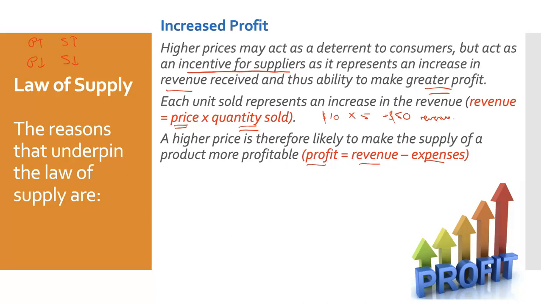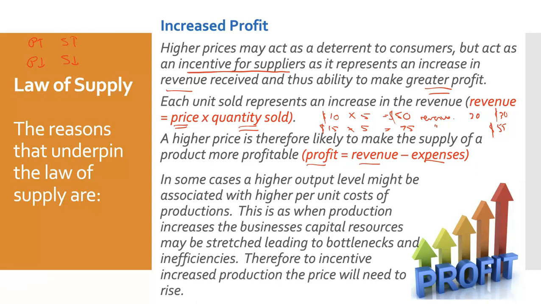And to illustrate this, if the price of these goods that I was selling goes up to $15 and I still only sell 5 of them, I'm actually going to get $75 of revenue. Now, if my expenses are constant, let's say $20 each. I'm going to get $30 profit if I sell them for $10 and $55 of profit if I sell them for $15. So you can see there is a massive incentive for suppliers to supply more as the price goes up, because they will get more revenue, hopefully, per unit, and hopefully more profit.